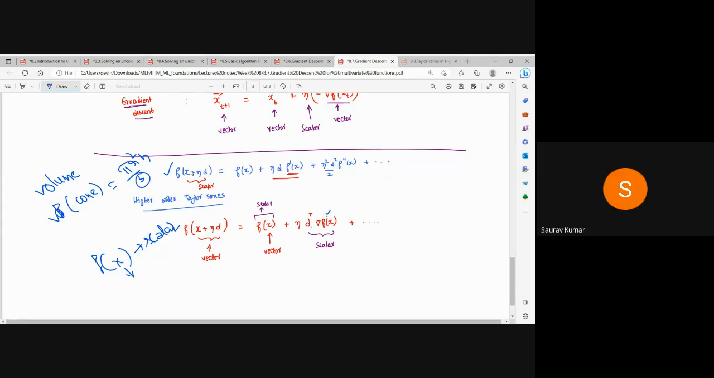Is this clear? Okay, yeah. So this volume of a cone is a function of r and h. But pi r square h by 3 is going to be a scalar. So the function value will always be scalar. Keep that in mind.